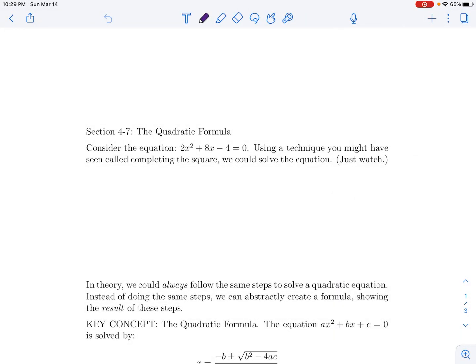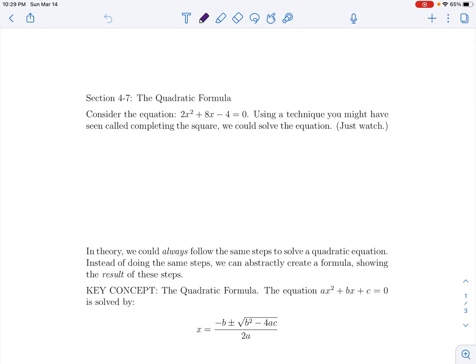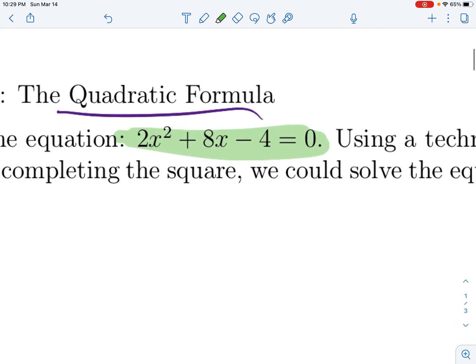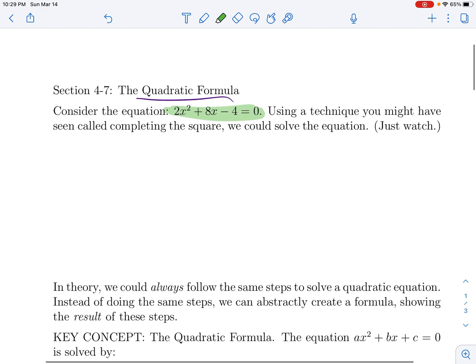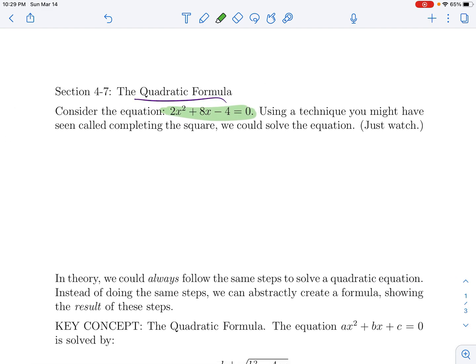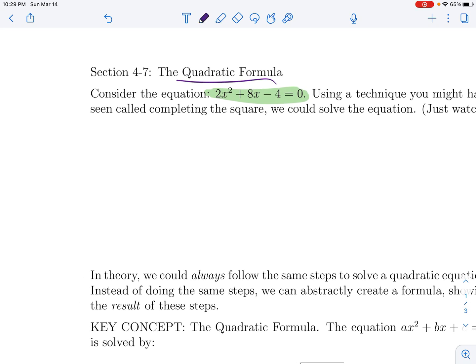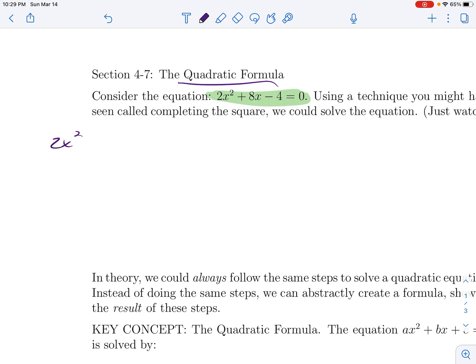Hi there. In this video, I'll be doing a quick review of the quadratic formula. I'm sure you've seen this in Algebra 1, but you may have forgotten it. So let's look at an example of this quadratic equation, 2x squared plus 8x minus 4 equals 0. Using something called completing the square, there's a way we could solve this, and let me show you. Just watch this. You're not going to have to do this like I'm doing it.